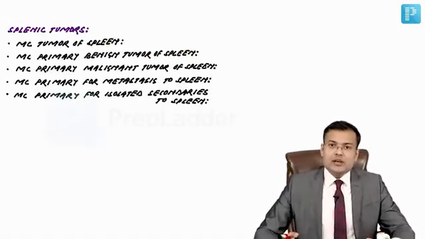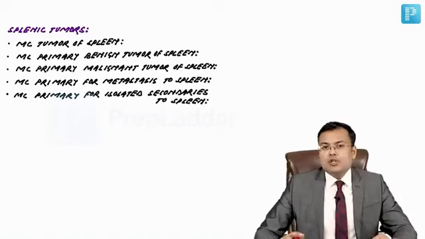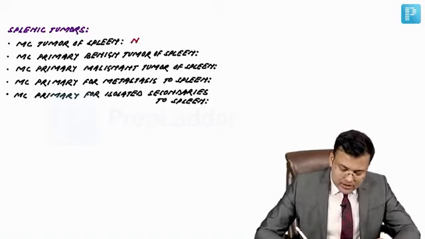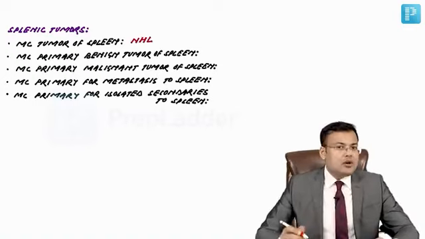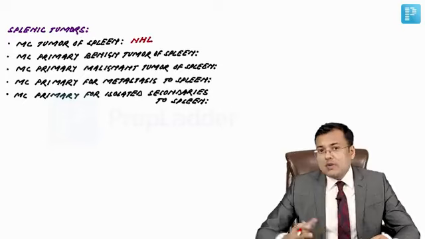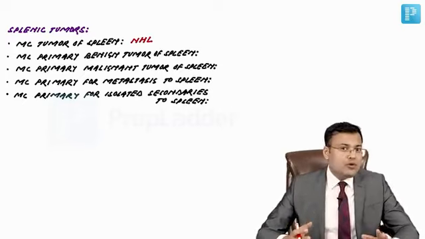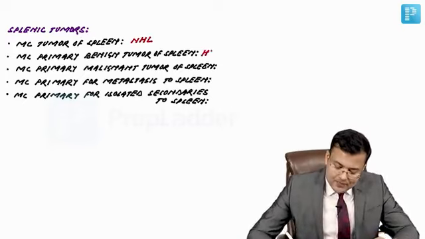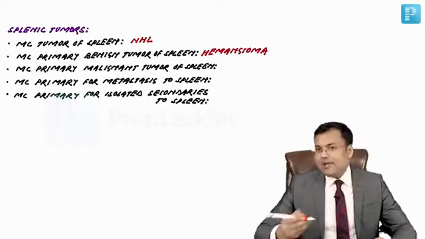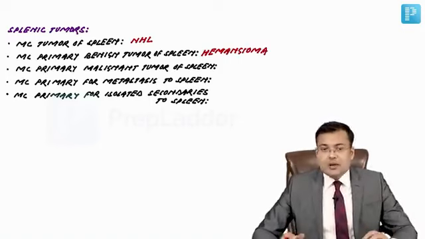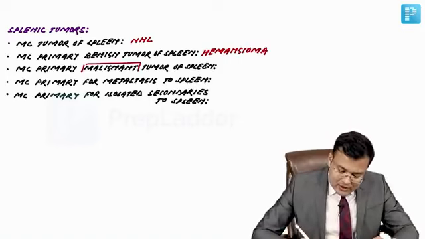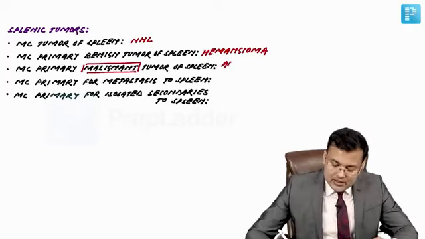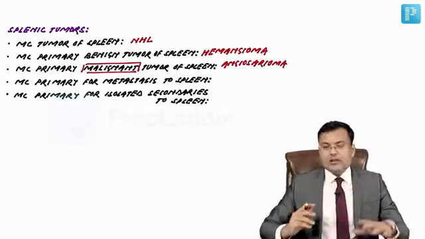Now see the important questions related to splenic tumors. What is the most common tumor of spleen? That is non-Hodgkin's lymphoma. What is the most common primary benign tumor of spleen? You know that spleen is considered as blood bank of the body. So the most common primary benign tumor of spleen is hemangioma. And you can make this hemangioma malignant. So what is the most common primary malignant tumor of spleen? This is angiosarcoma.